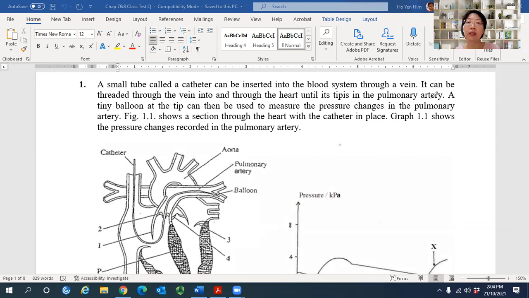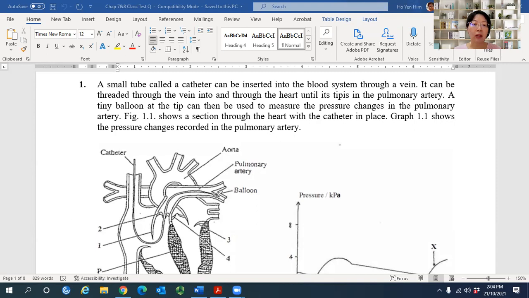Among all the blood vessels that you've learned, artery, vein, capillary, which one has the larger diameter in the lumen? So vein is the one with the larger lumen, right? That's why they want to put the catheter into the vein. The catheter is a flexible tube, okay? So you put it into the vein and follow the vein all the way until it comes to the heart, which is actually from the vena cava to the right atrium, then into the right ventricle, and then to the pulmonary artery.